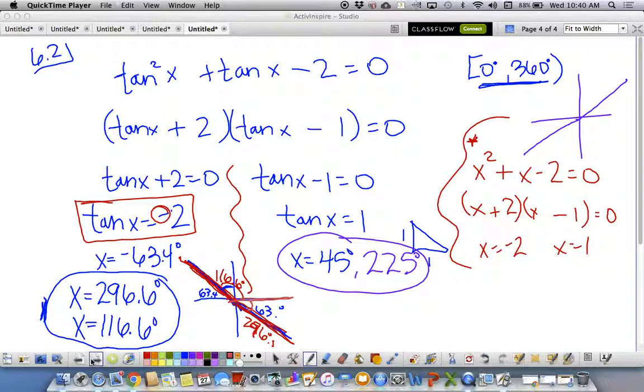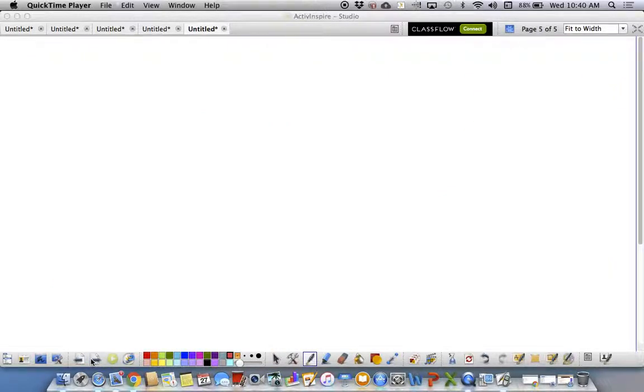Alright? Let's do another one. 3 sine squared x minus sine x minus 2 equals 0. And this time I am going to give you this in radians. Oh gosh, I don't remember how to factor some other coefficients.